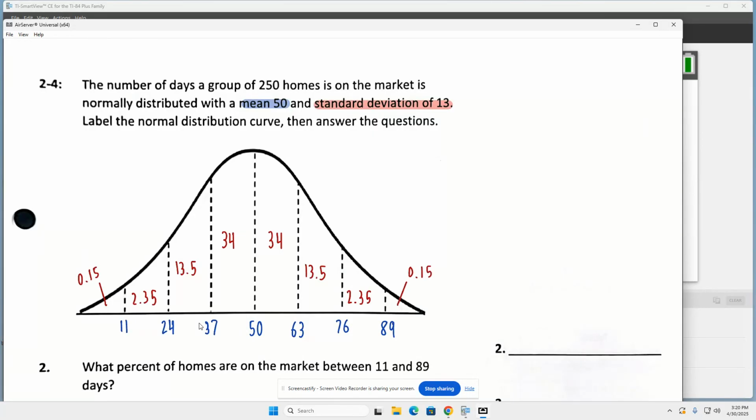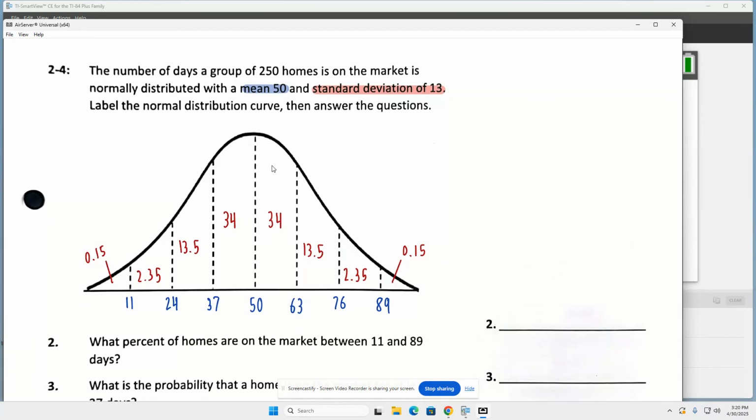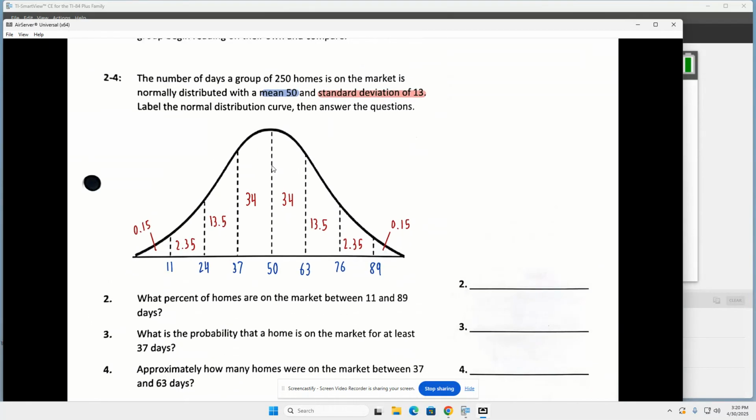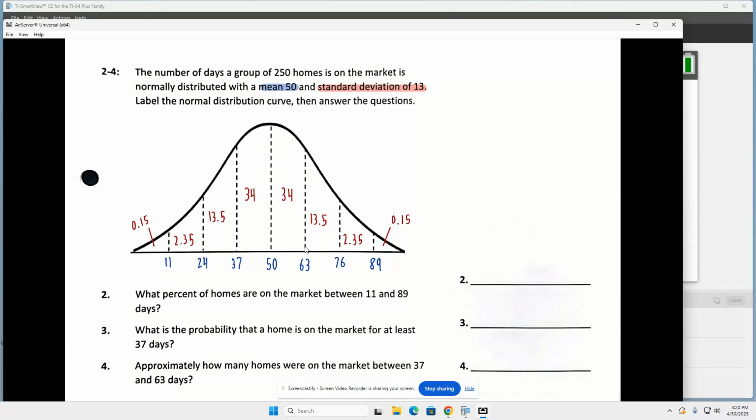0.15. So here's the deal. If I tally all of these percentages up, that's 100% of this total population of 250 homes. Okay? So now we're going to answer questions based on that knowledge. If you've done all this right, it's really impossible to miss these.